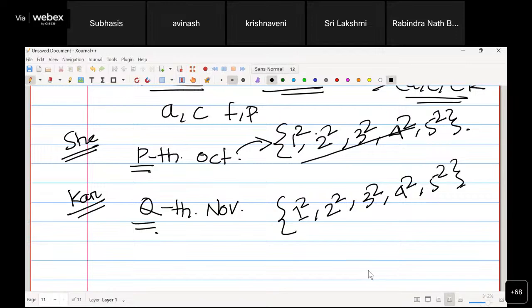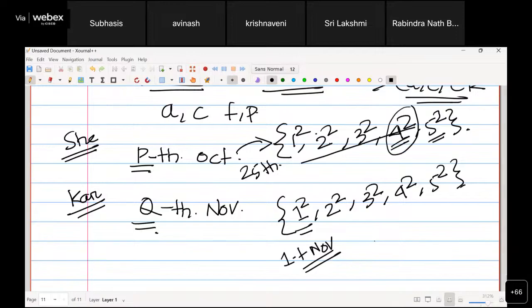If Seetal was born on 25th of October, and suppose Karthik was born on 1st of November, is it possible? No, sir, because there are not 10 days between. So now try to figure out what possible dates you can take so that it gives 10 days.